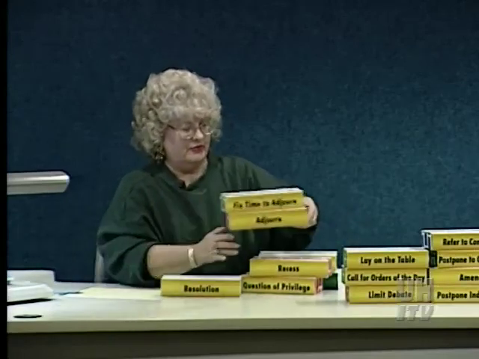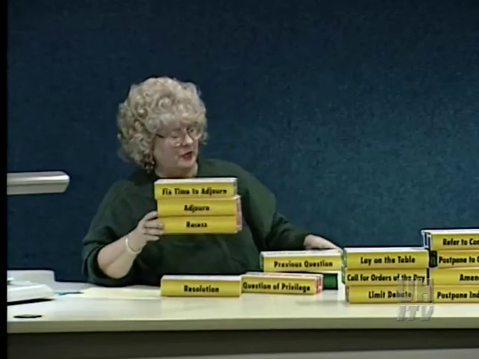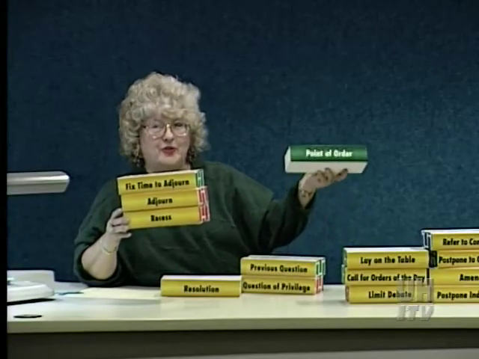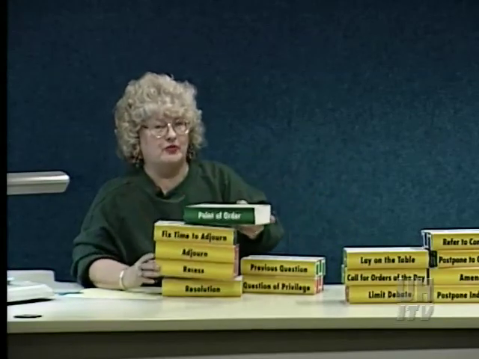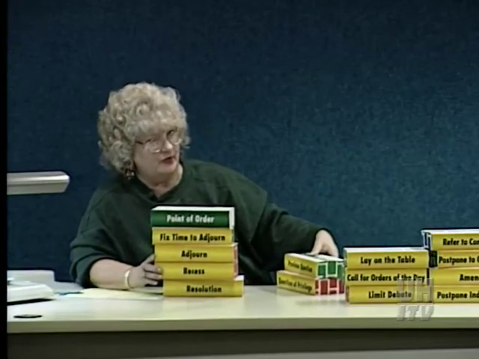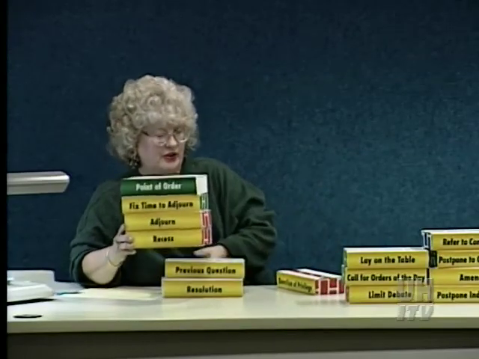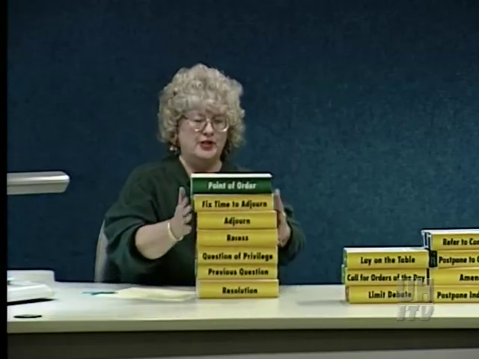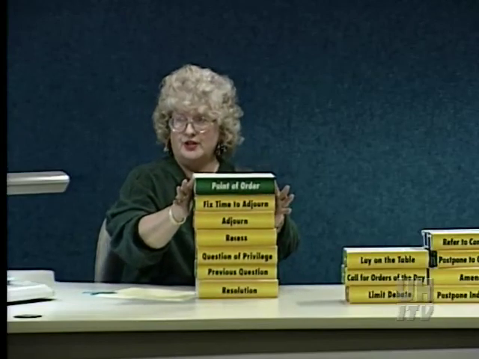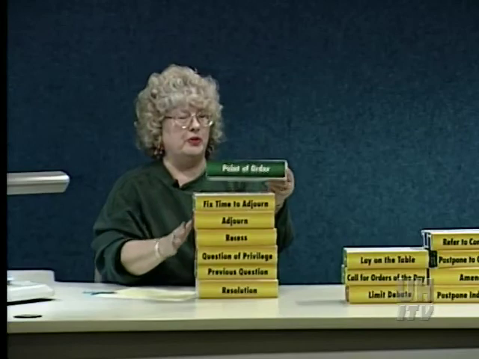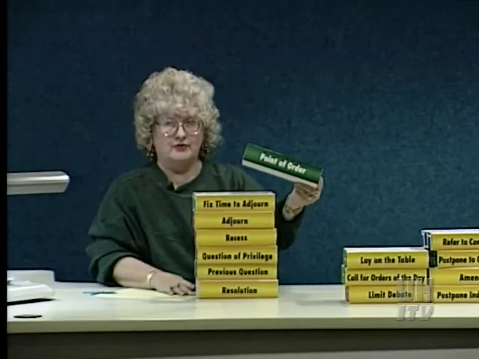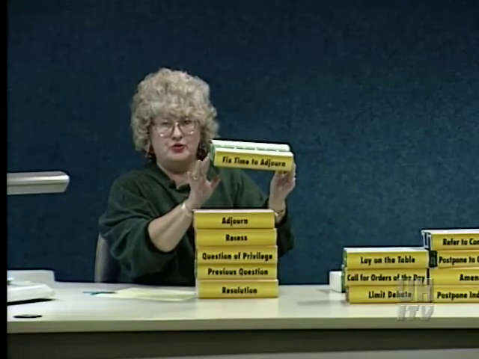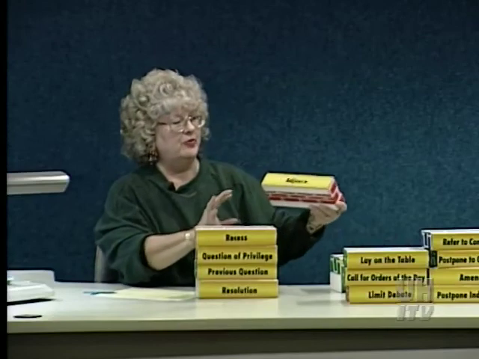Then what? Recess. Okay, but what have we got staring at us in green up here? A point of order. So we're going to take that point of order first. Let me get them in order here. Previous question goes down there, and question of privilege. Okay, once you get the hang of putting them in order, this is the way we go. We'll deal with that point of order first in case there's been an infraction of the rules, and the point will either be well taken or not well taken. Okay? Then we'll vote on fixing the time to which to adjourn. Then we'll vote on adjourn.